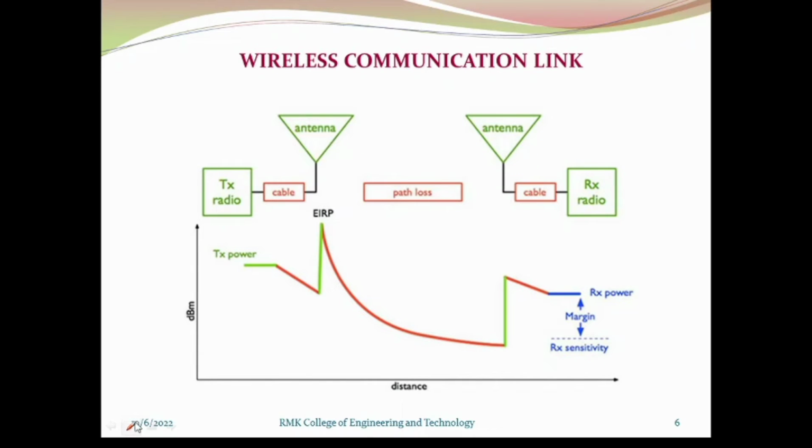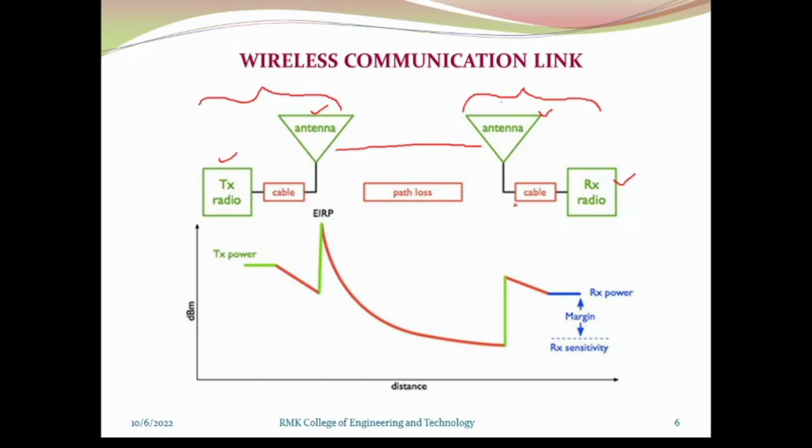So for example, this is a wireless communication link we have. This is the transmitter part, the complete transmitter part. We have a transmitter radio and a transmitting antenna, and in between a cable is there. The cable causes some losses between the transmitter and the antenna. And after some distance, we have a receiver section. The receiver section consists of a receiving antenna and a receiver radio part, right? That is the destination part. In between we have a cable arrangement.